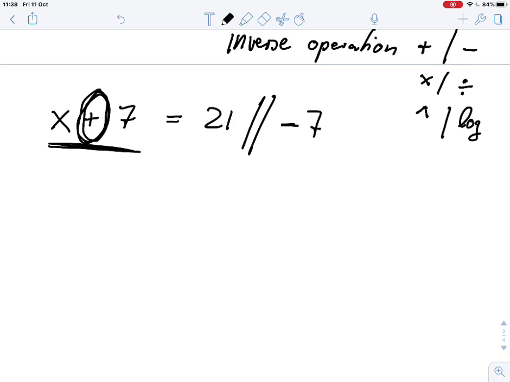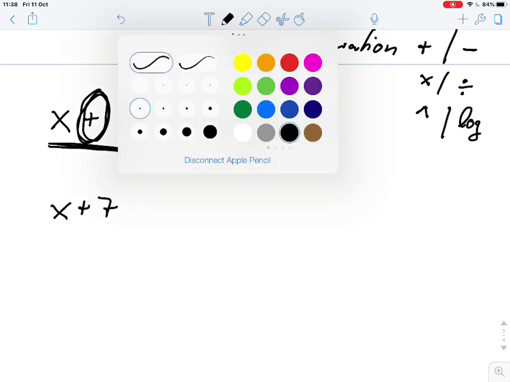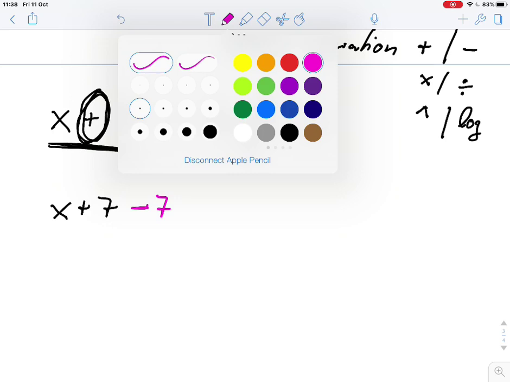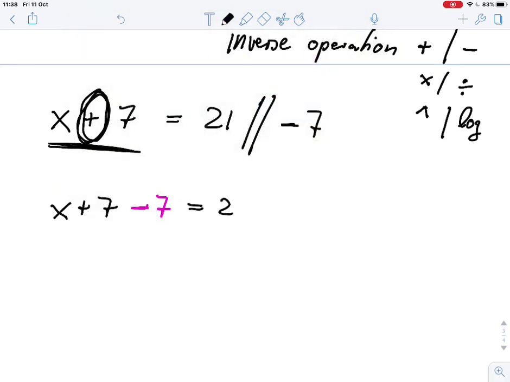Minus 7. So what does that mean? We have x plus 7 minus 7, that's the inverse operation, equals 21 minus 7. And here the really, really important thing is, what I do to one side of the equation, I must do to the other side of the equation. There's no other way. Right? There's no other way. It has to be done to both sides.